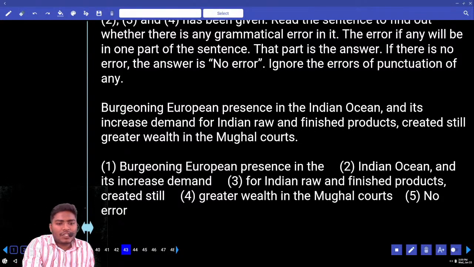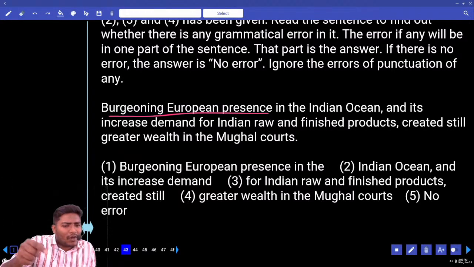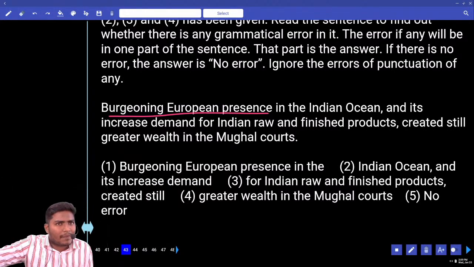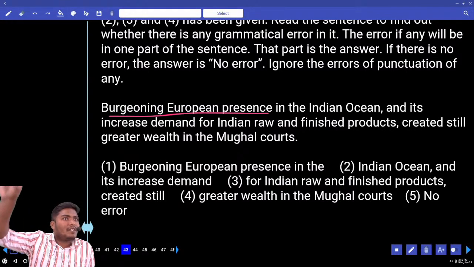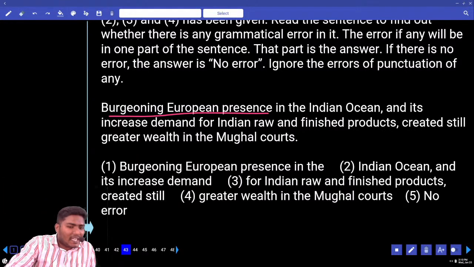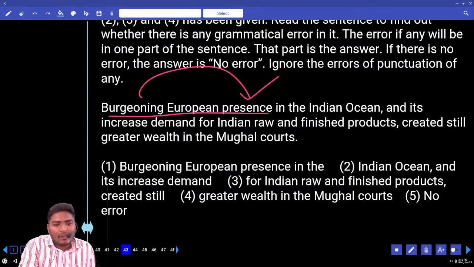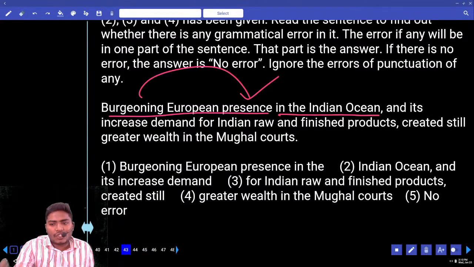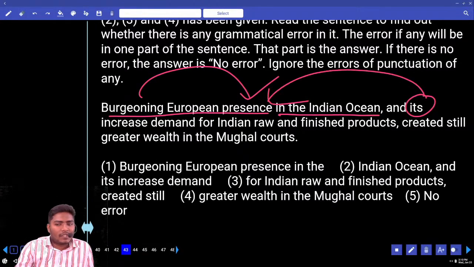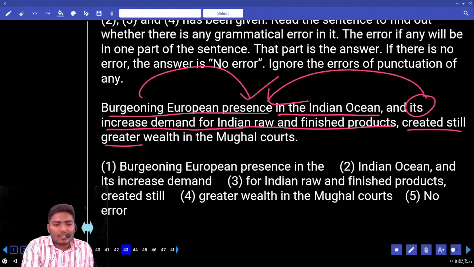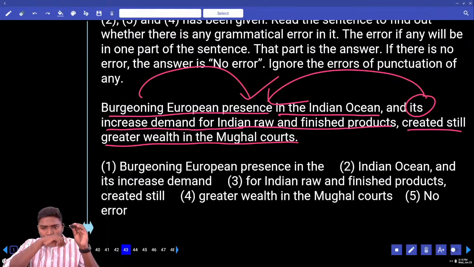Now, burgeoning European presence. What do you mean by burgeoning European presence? European presence is increasing. That is the meaning. Increasing presence of Europeans in the Indian Ocean. It's a reference to presence only. And its increased demand for Indian raw and finished products created still greater wealth in the Mughal courts.